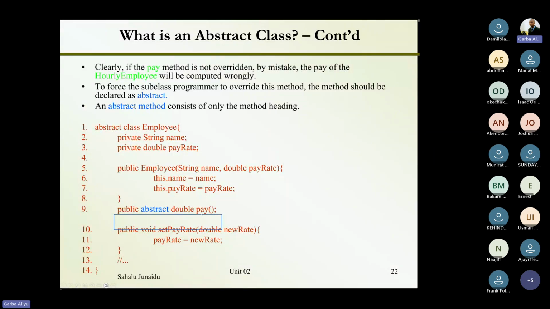And if we make any method abstract, as we are doing now, and pay is abstract, then the class also needs to be declared as abstract. So in any class, if there is any single method that is abstract, the class must be abstract. But the reverse is not the case. It's possible that a class can be abstract, but without an abstract method. But if there is any abstract method in any class, then the class needs to be declared with the keyword abstract. Okay.